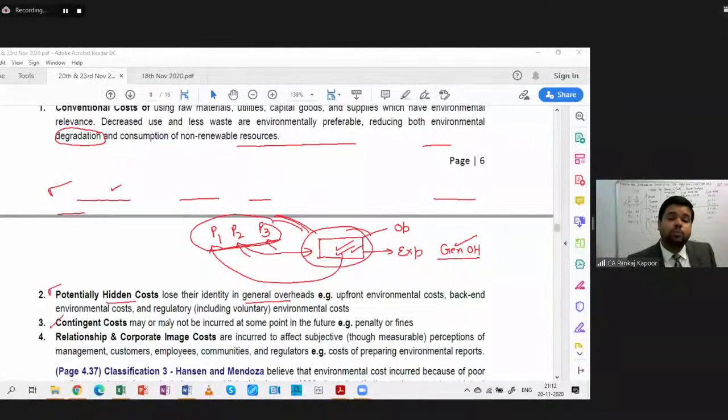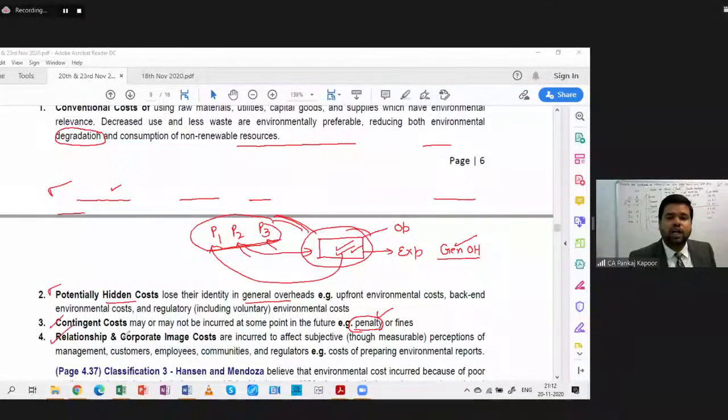Further, the contingent cost. These are the costs which may be incurred or may not be incurred. Like a penalty may be imposed if we are not fulfilling the requirement, but the probability of charging the penalty depends upon whether the inspection takes place or not, and whether we can justify that we are meeting the minimum legal requirement or not. So these may be there.